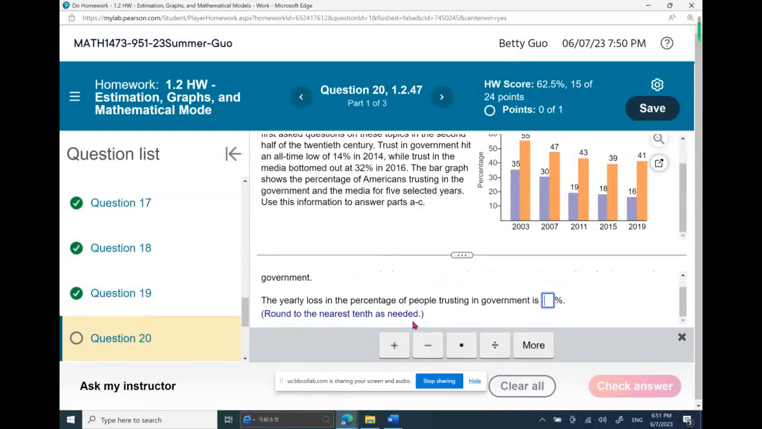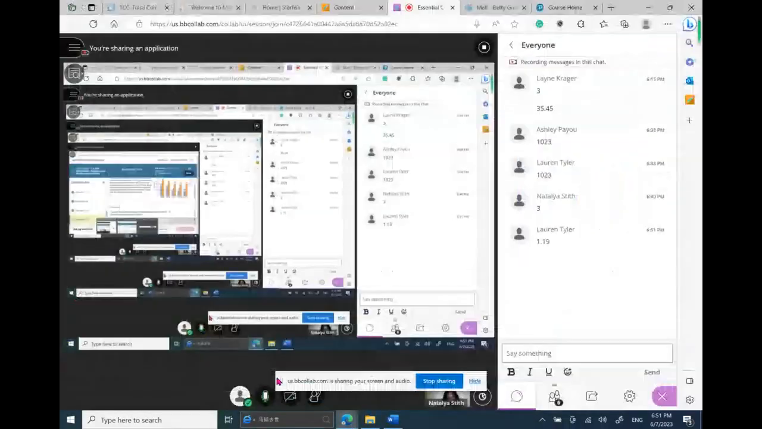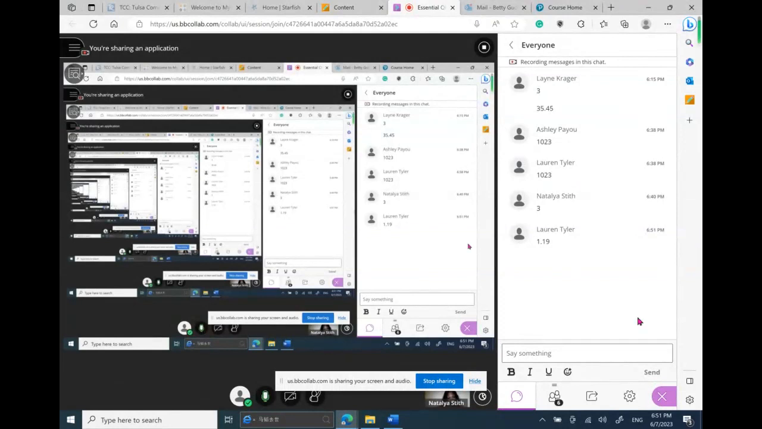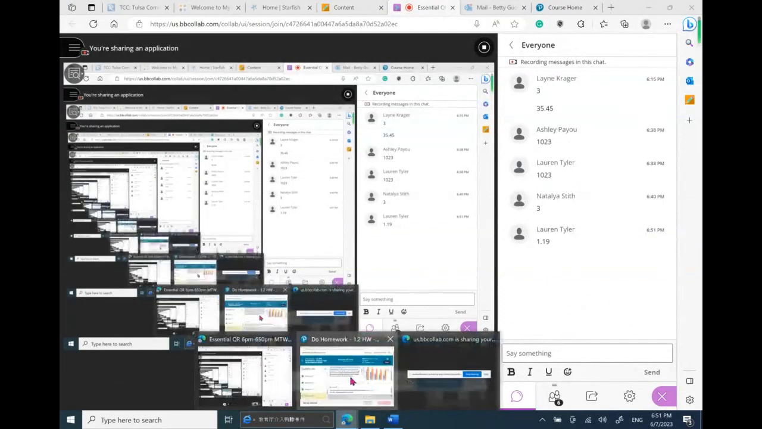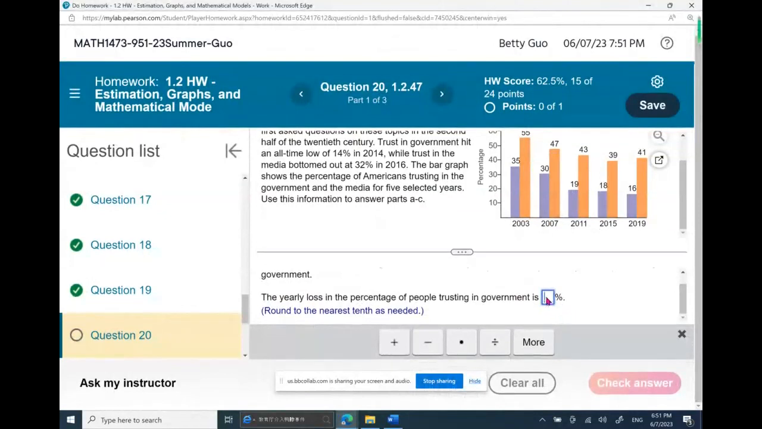1.1875. That's the actual number we got. You rounded up to 1.19. But we need to enter percent. I had students enter decimal there, but do you see the percent sign here? We need to convert to percent and then round it. Round to the nearest tenth as needed, so 1 decimal.